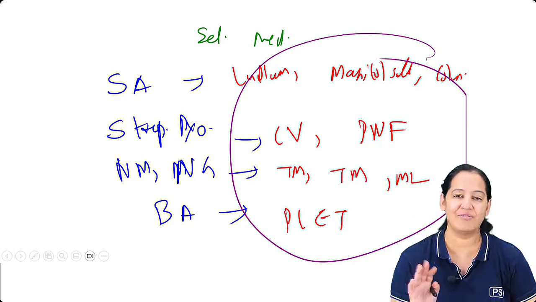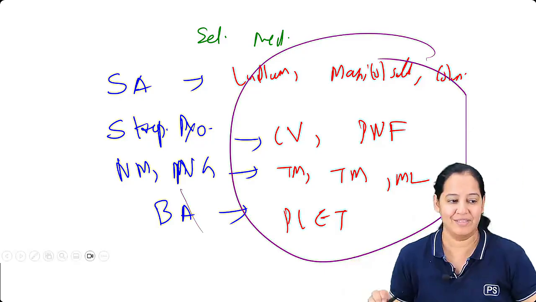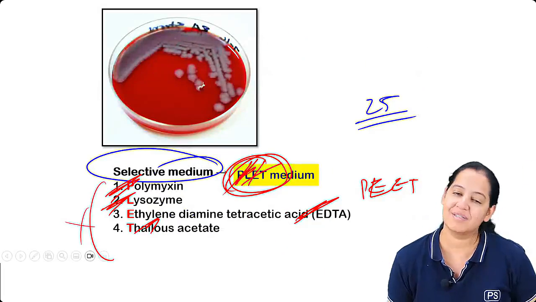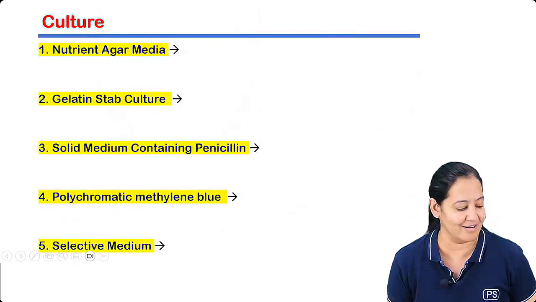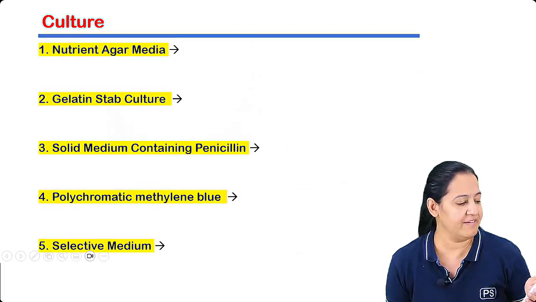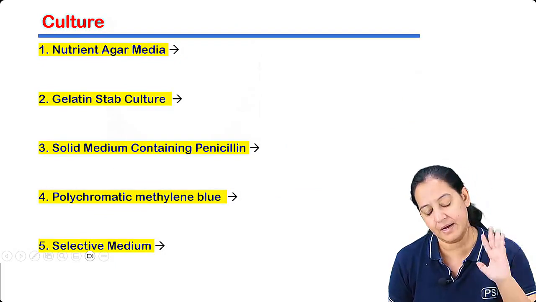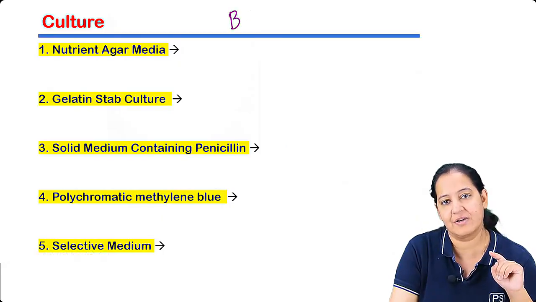So this is what we have learned. So continue the list till end. ठीक है जी? So that is the culture media. The selective media is PLET. So what we have learned? Can we revise what we have learned? Please tell me the culture media of Bacillus anthrax.